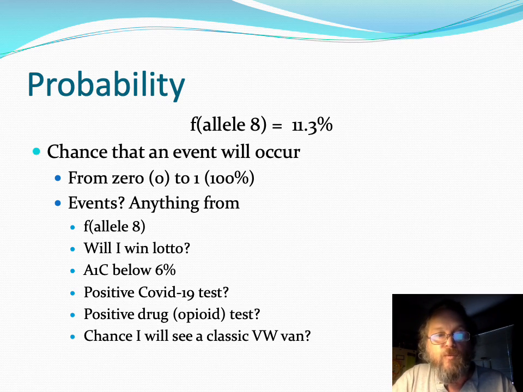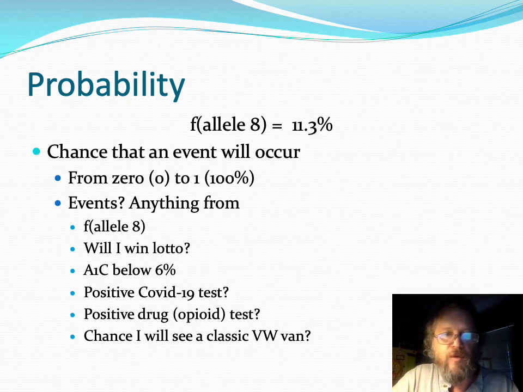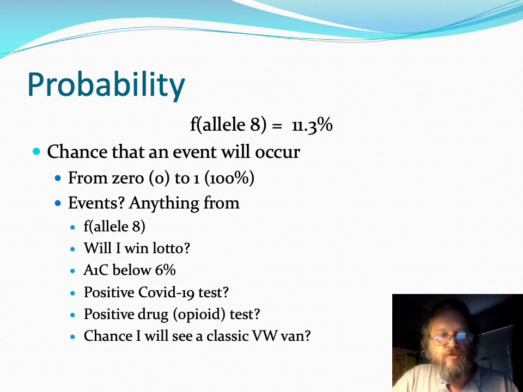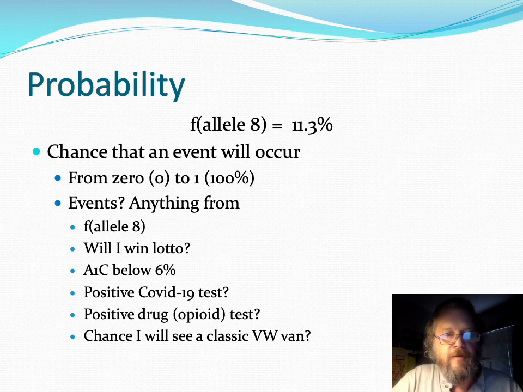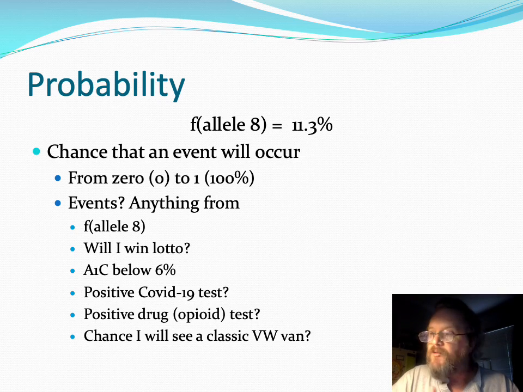Will I win the lotto? That's an event. We don't have the lotto in Hawaii, so what's the probability that I'm going to win the lotto? 0. A1C levels below 6% are considered healthy. Above that, you're considered pre-diabetic. We can figure out the chance by doing a random sample of people and counting up the number of people who are below an A1C level of 6%.